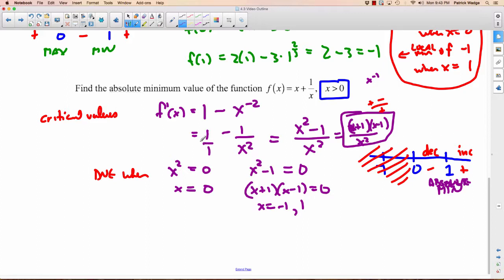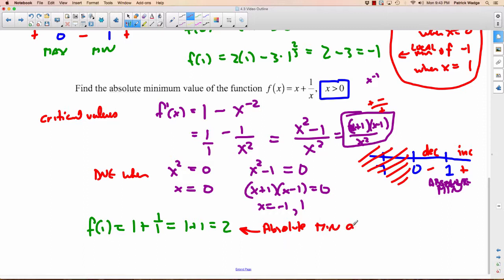Okay, last thing, let's figure out what the value is of that. So we would have to plug 1 into our function. We have to find what is f of 1. So that would be 1 plus 1 over 1, which means 1 plus 1, which is 2. So what we have is an absolute minimum of 2 when x equals 1.